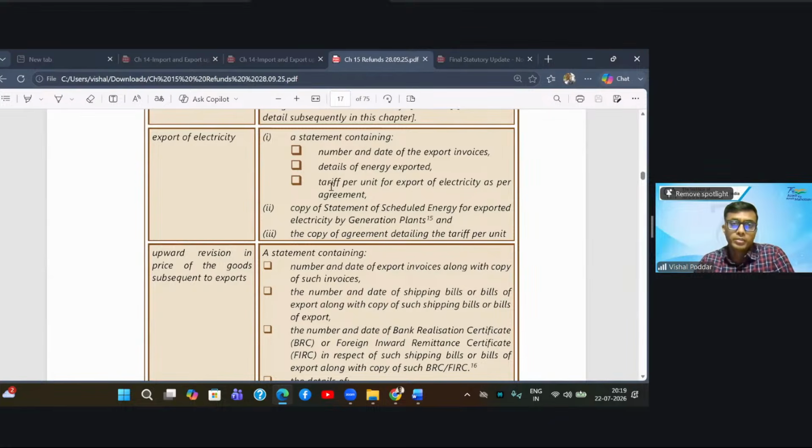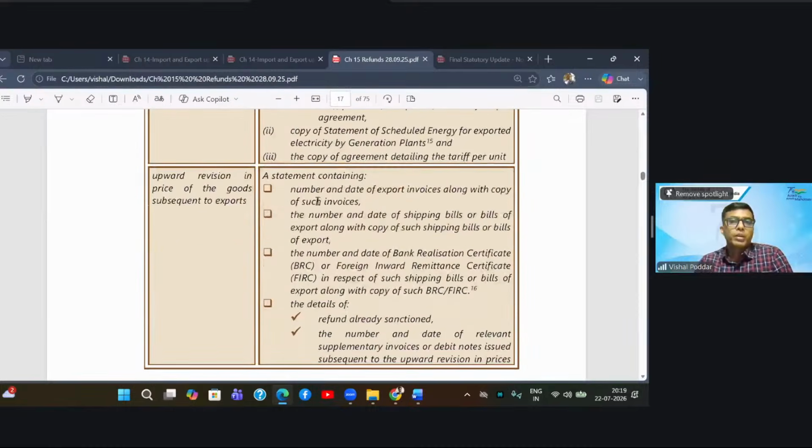In case you are exporting electricity, a statement containing number and date of export invoices, details of the energy exported, that is the units of energy, etc. Tariff per unit for export of electricity as per agreement. Copy of statement of scheduled energy for export electricity by generating plants, and copy of agreement detailing the tariff per unit.